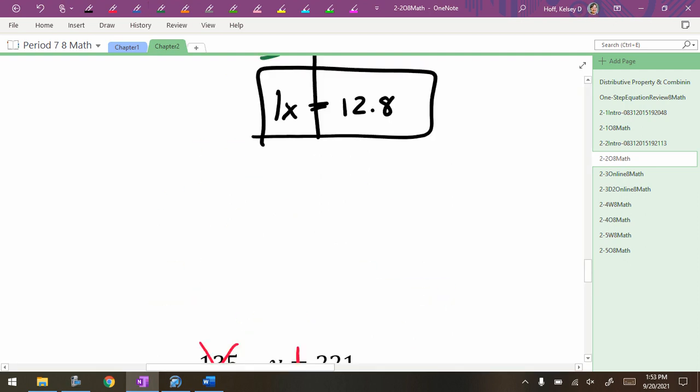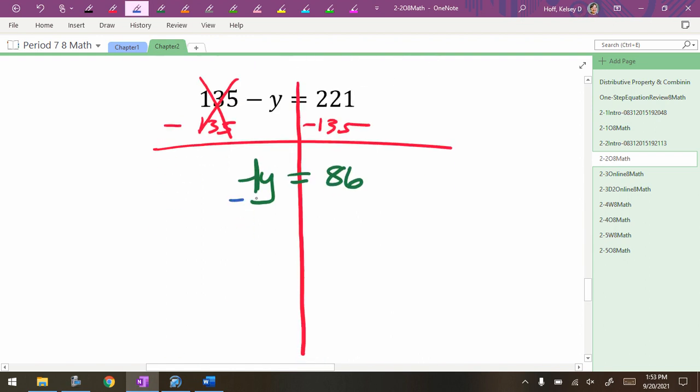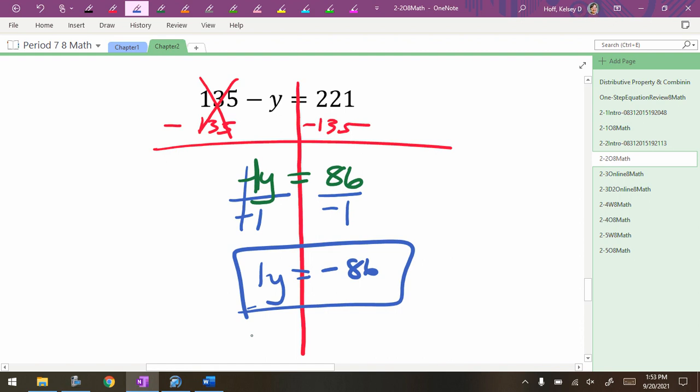But just like we did back here, to get rid of that coefficient, divide. And that's why I just stay in the habit of divide by a negative 1. Because a negative divided by a negative, you end up with your positive. Whatever you do to one side, you do to the other. What is 86 divided by negative 1? Negative 86. So don't quit until you have a positive 1 coefficient.